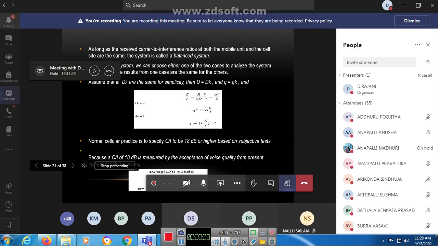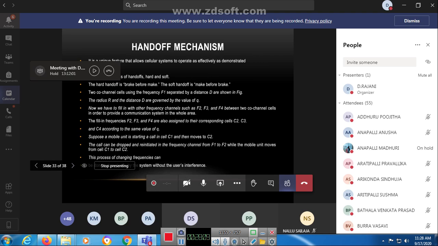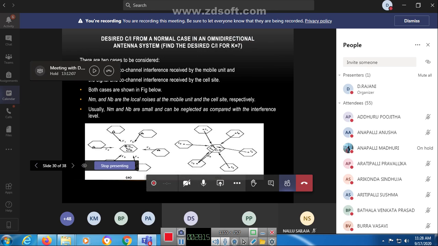Up to this we discussed the cells, where we take only one type here. Suppose we consider 1, 2, 3, 4, 5, 6. 6 cells are there, and this is the center one. From this we will take the co-channel interference reduction factor. How we can consider this case, and also this case is by using the omnidirectional.